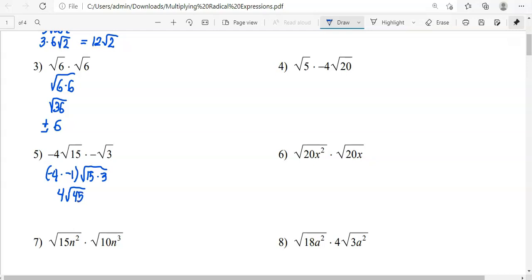Then, i-factor out natin yung 45. Hanapan natin ng may square root. Okay, ang may square root dyan ay yung 9, yung first factor. The other factor is 5. Then, simplify natin yung radical. So, the answer is 4 times 3 square root ng 9 times square root of 5. Then, get the product of 4 times 3, 4 and 3. The answer is 12 square root of 5.